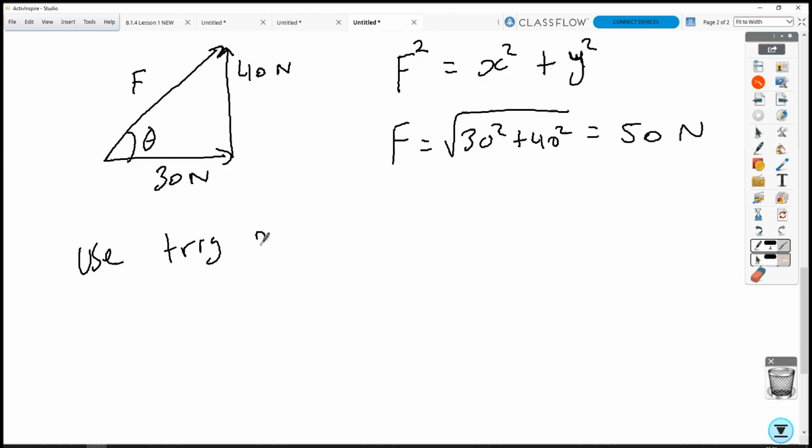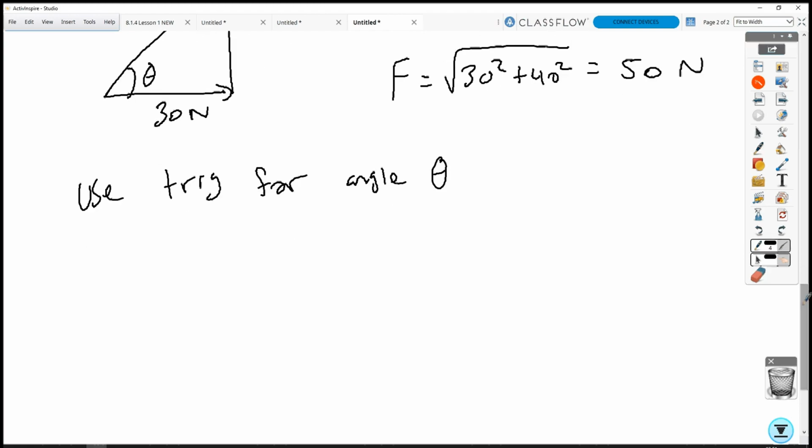So use trig for angle, theta. And if you've forgotten how to use trig, use SOH CAH TOA. My recommendation is always use the numbers that were given, if possible, and avoid using the numbers that you calculated for two reasons. Number one, oftentimes you're rounding the number that you calculated. And number two, what if you calculated it wrong? What if you typed it into your calculator wrong? That means that your angle is also going to be wrong.